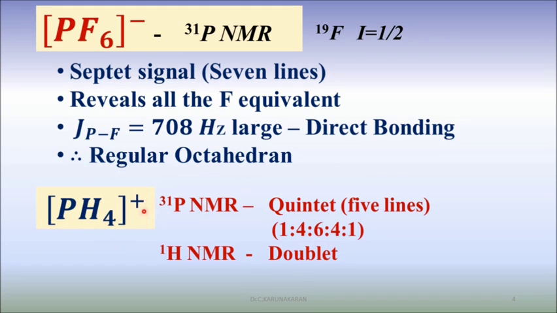PH4 plus, like NH4 plus, the ammonium ion, is a phosphonium ion. Using phosphorus 31 NMR, phosphorus 31 couples with the 4 protons to give a quintet, 5 lines, by n plus 1 rule, with its intensity ratio. Whereas in proton NMR, all the protons are equivalent. It couples with the phosphorus, I equal to 1 by 2.